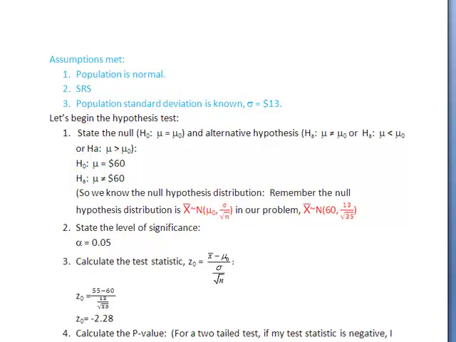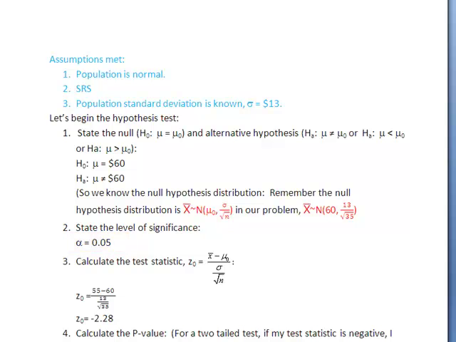Once we have that, knowing the population standard deviation is $13, it's a simple random sample, and that our population is normal, we now know what the null hypothesis distribution is. It's a sampling distribution of sample size 35, with a null hypothesis mean of 60, and a standard error of 13 divided by the square root of 35. So step number 2 is to state the level of significance. Well, that was given to us in the problem as 0.05.